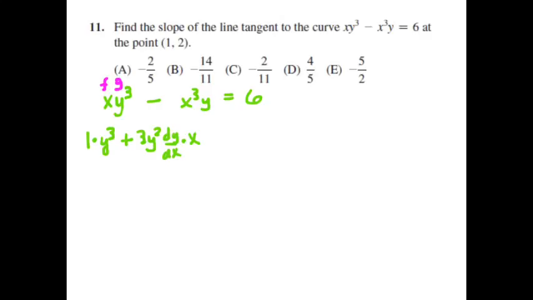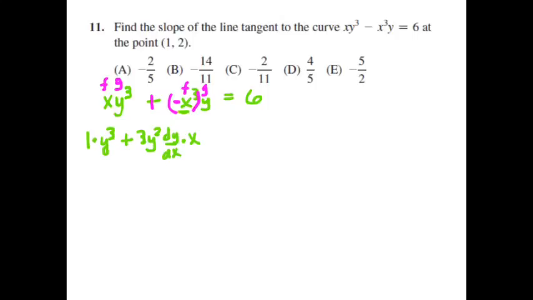All right, now I have another x times y. We've got to do product rule again here. So that's going to be f and g. And then another thing I'm going to do, since this is a minus, I'm going to change that to plus a negative. And I'm going to keep that negative in there with the x cubed as I do the product rule. So the product rule starts out f prime times g.